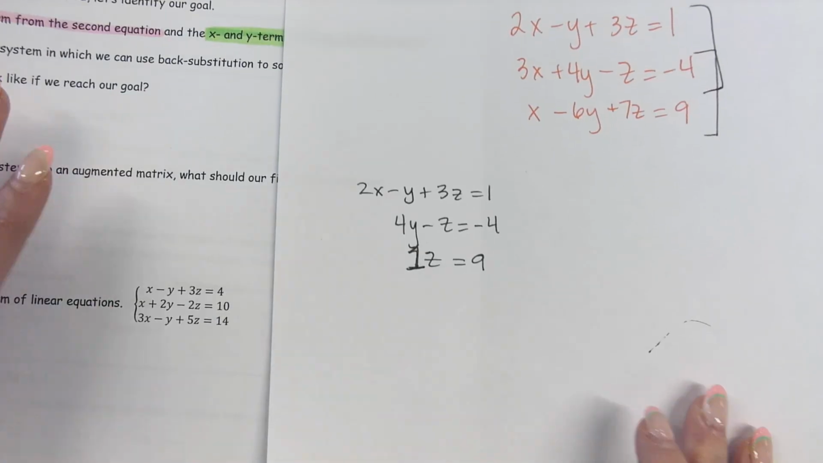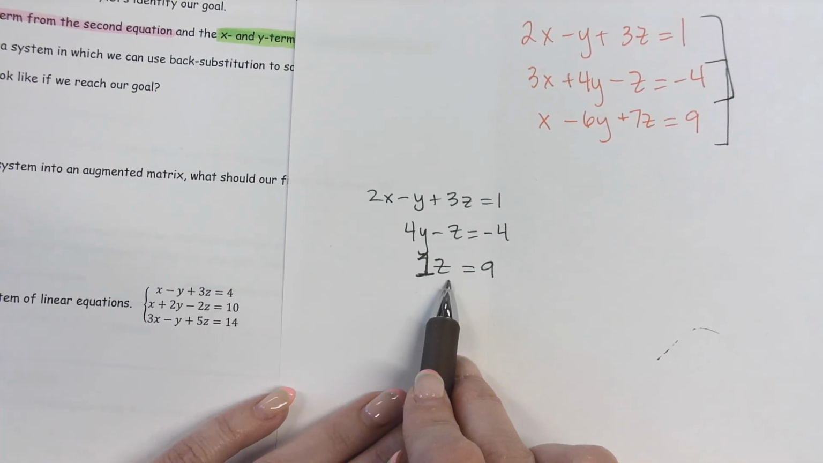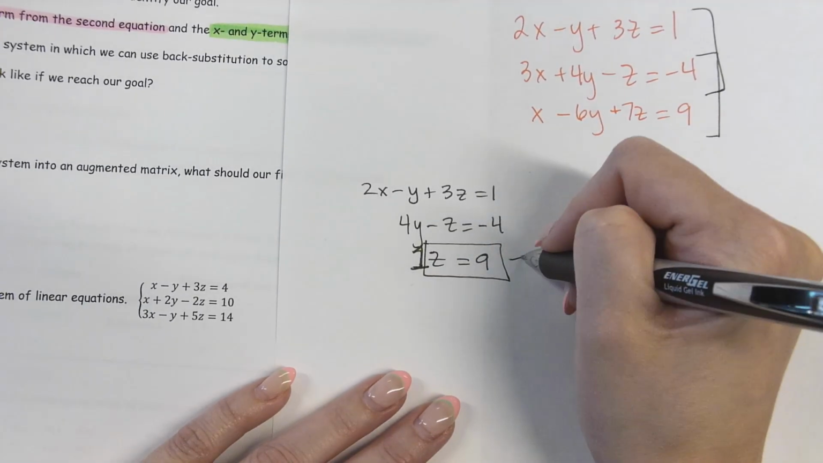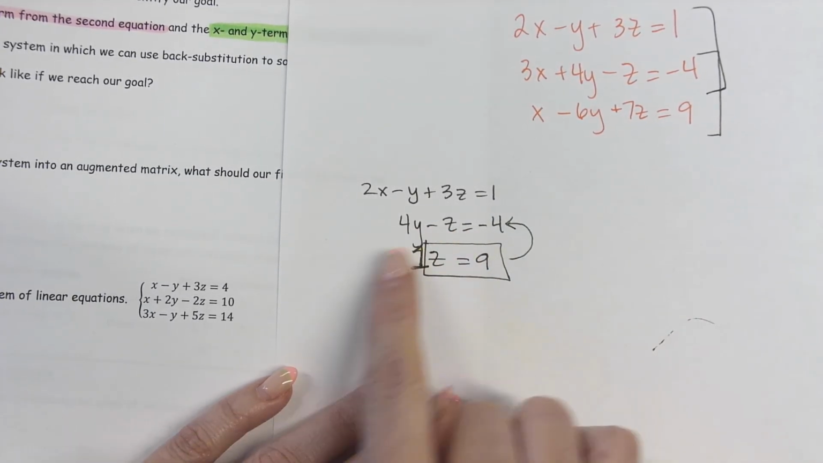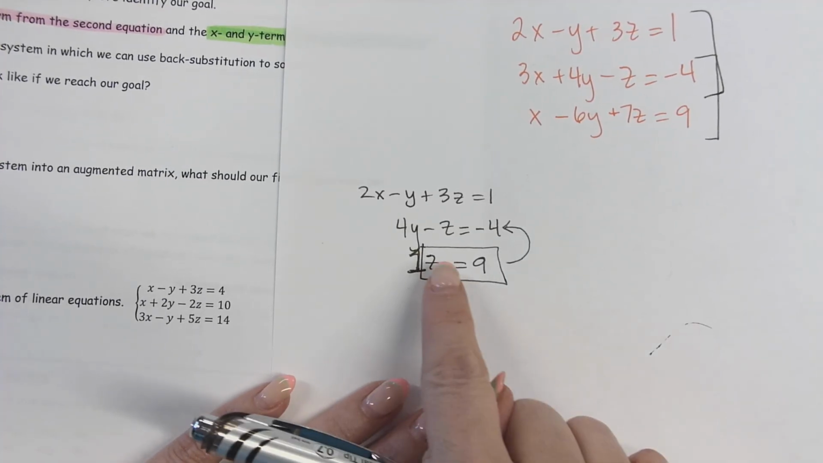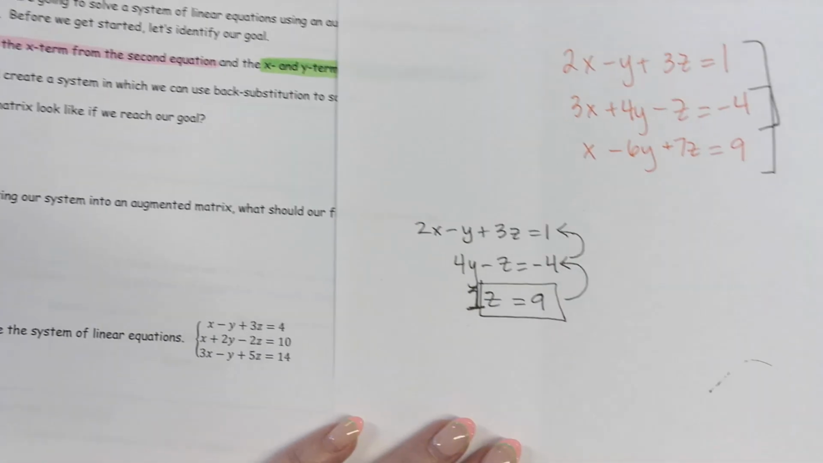Okay, eventually what you want is you want 1z to equal this last value, because if you know that z is equal to 9, then you can plug that into this equation and solve for what? Y. And then you'd have z and y, and you'd be able to plug those back in here.